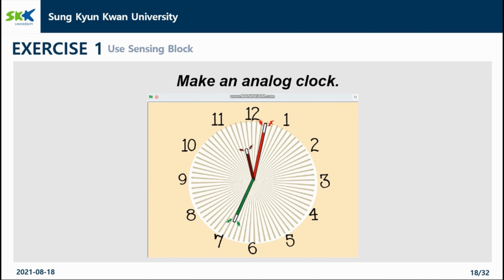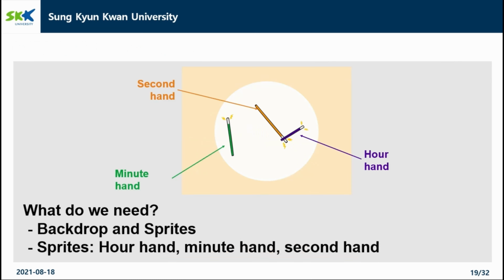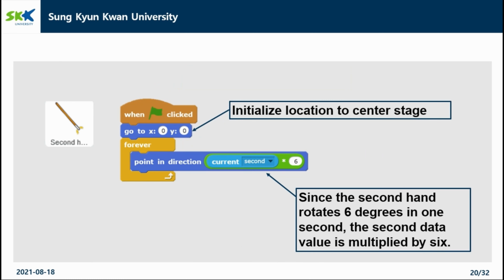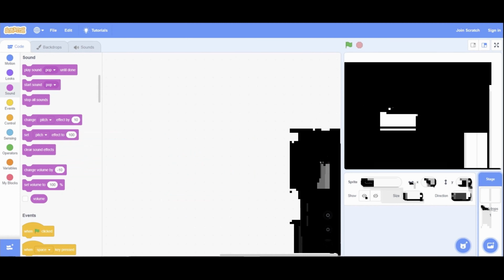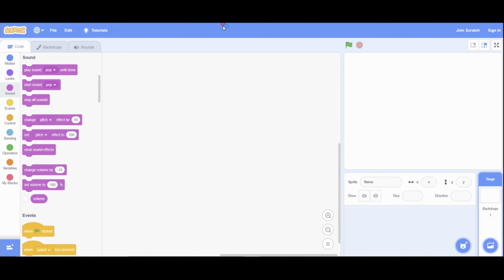Then let's make an analog clock by using sensing blocks. We need a backdrop and sprites like the hour hand, minute hand, and second hand. You can make your own backdrop and sprites or choose them from the list. For exercise 1, the first step is to make 3 sprites, the hour, minute, and second hands for the clock, and a backdrop.